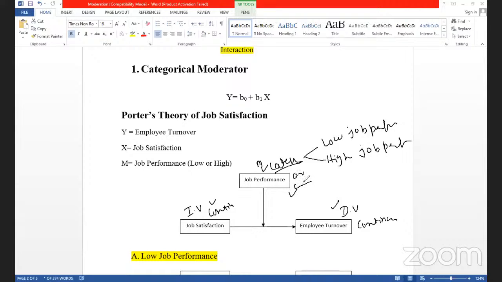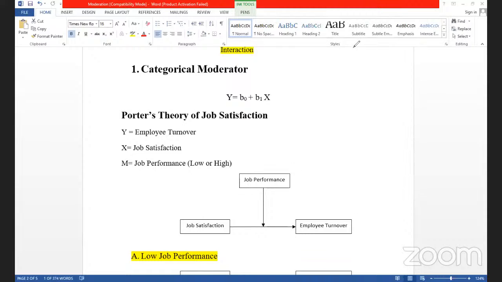In this case study, I will explain it in the next session, so we will take a break. After that we will solve this case study through regression as well as PROCESS macro. This is another software, free software, so you can download it easily.